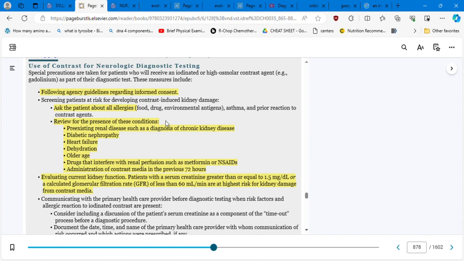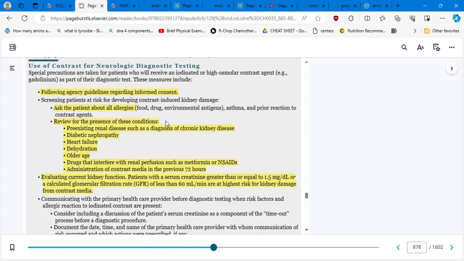If you are not able to urinate, you are going to accumulate fluids, causing congestive heart failure. Then dehydration, you need to assess for dehydration. The patient must be hydrated and must have good kidney function. Check if the patient is in their older age, and we know the metabolism usually decreases during this period. Drugs that interfere with renal perfusion, such as metformin or NSAIDs.